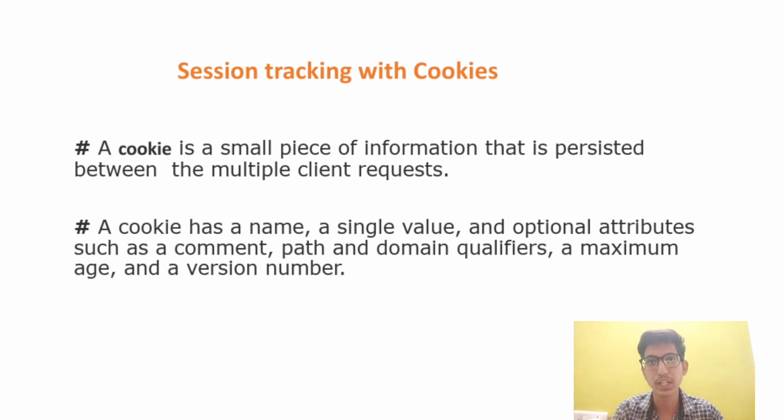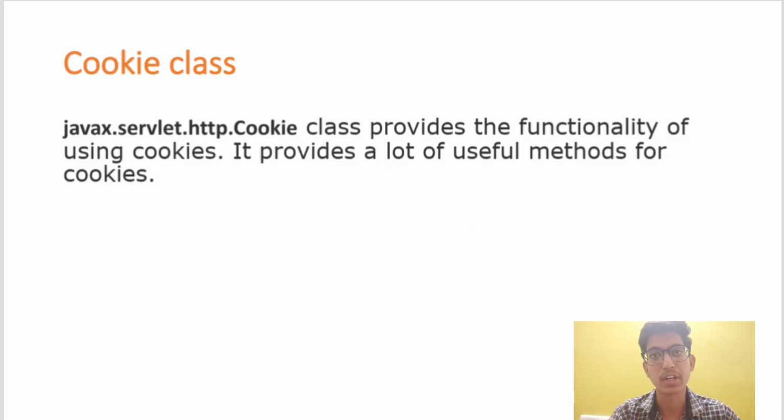What happens? We request for the response object and we get the cookie at the client side, then we again send that cookie to the server side, to the next servlet. Cookie have a name, single value and optional attributes such as domain, path, comment, maximum age and version number. The class javax.servlet.http.Cookie provides the functionality of using the cookies. It has a lot of useful methods in it.